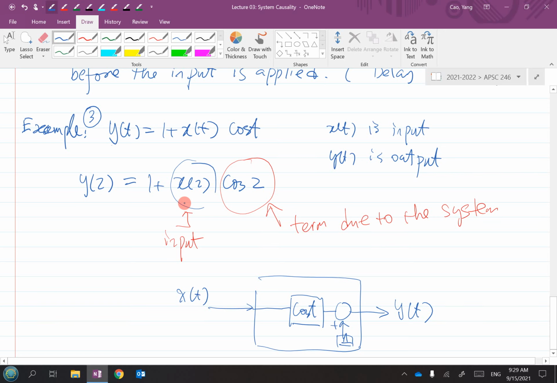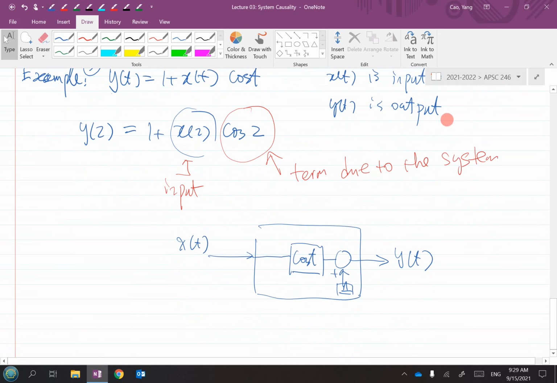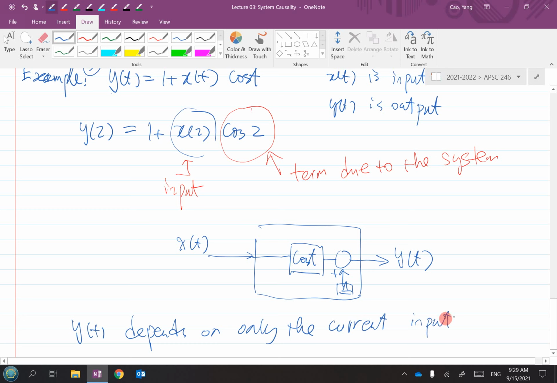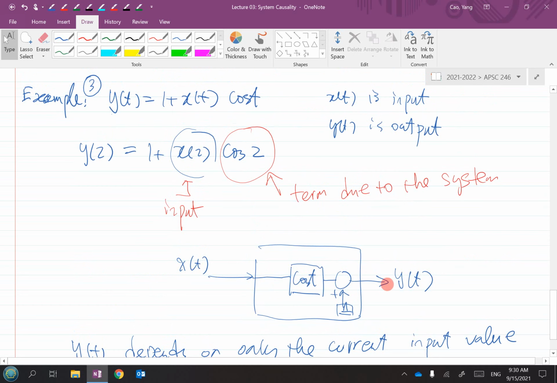Okay. So over here, you could clearly see, as I said, the relationship: y of t depends on only the current input value. So that's why this is a causal system. Now you might wonder, how would you know that y of t depends on only the current? Because you have only picked one time moment, right? You only picked one time moment. And that is a very legitimate question.